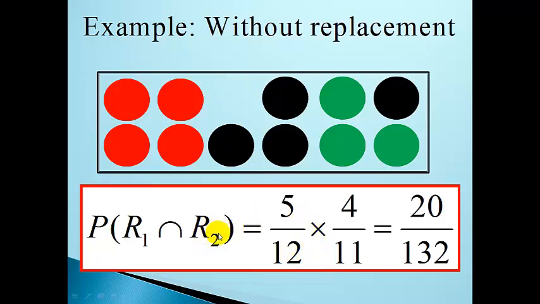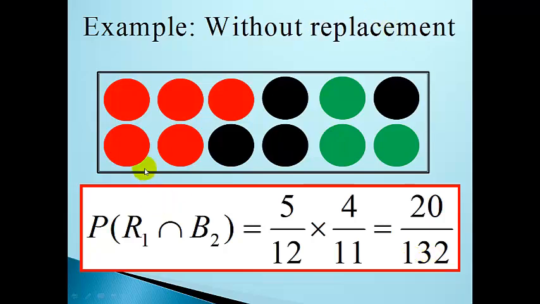By the time you are taking the second one, you are left with 4 red balls. So you take it from the 4. So it will be 4 divided by 11 because 1 is already out. The total has now decreased from 12 to 11. Now 5 times 4 is 20. 12 times 11 is 132. So probability of R1 intersection R2 is equal to 20 divided by 132.